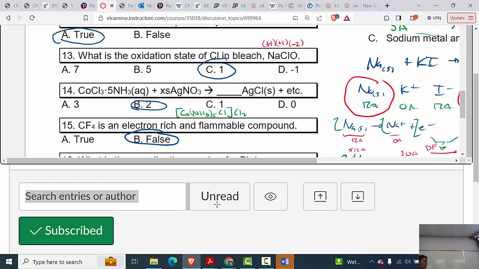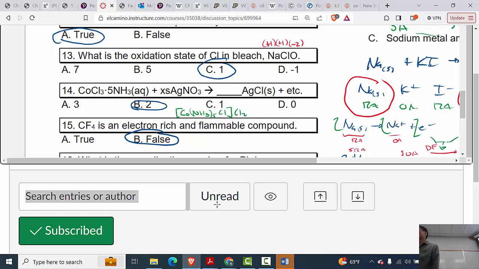This should give 2, because we have 3 types of chlorides in this compound. 2 of the chlorides are ionically bonded. 1 of the chlorides is covalently bonded. How did I know that? How I knew that is this.